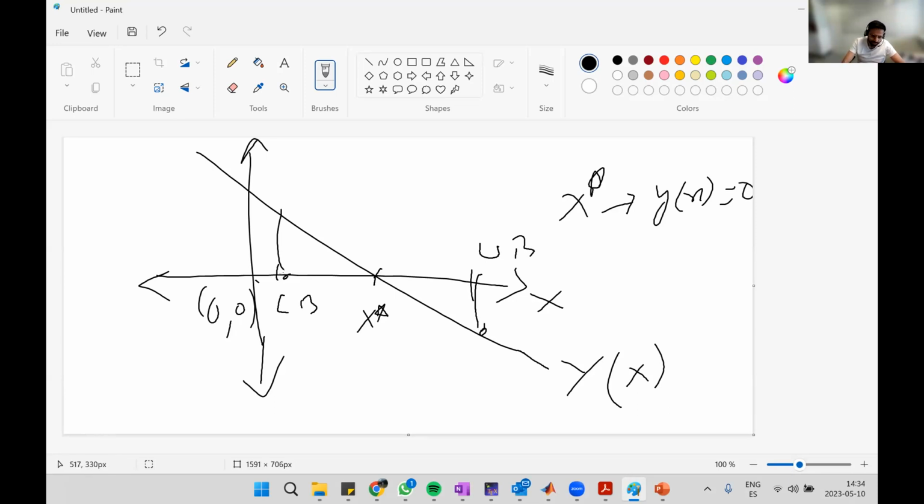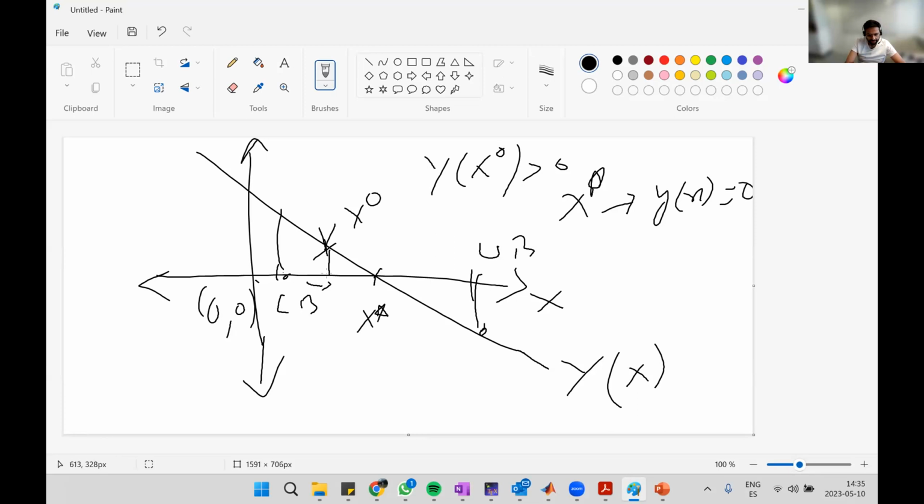Then I will say choose any starting point. This is my x0, which is my starting point. Compute y at the starting point. If it is greater than 0, then the lower bound should be updated and it should be x0. So now you see that y(x0) is greater than 0, then the lower bound will become this.